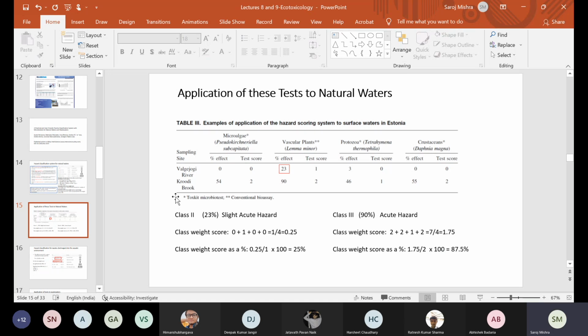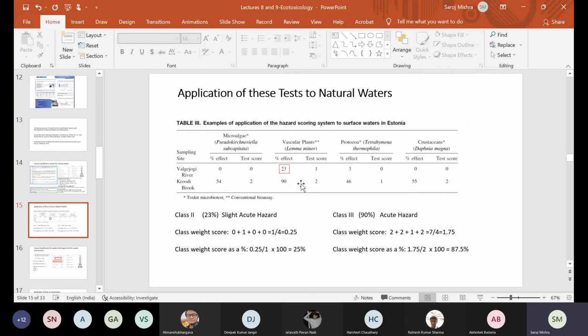Now, the same thing can be done for the second sample here, which is for Crudy book. And the results are shown here. Now, you see, again, 4 tests are performed on this particular water body. Brooks are generally natural water bodies. So you take that water sample from that water body and you perform the microalgae test, you perform a test on vascular plant, which is a conventional bioassay, then the protozoan test, then the Daphnia test, etc. Now, in one of the tests, this water body sample had 54% inhibitory effect. Here it had 90%, here it had 46, and here it had 55%.